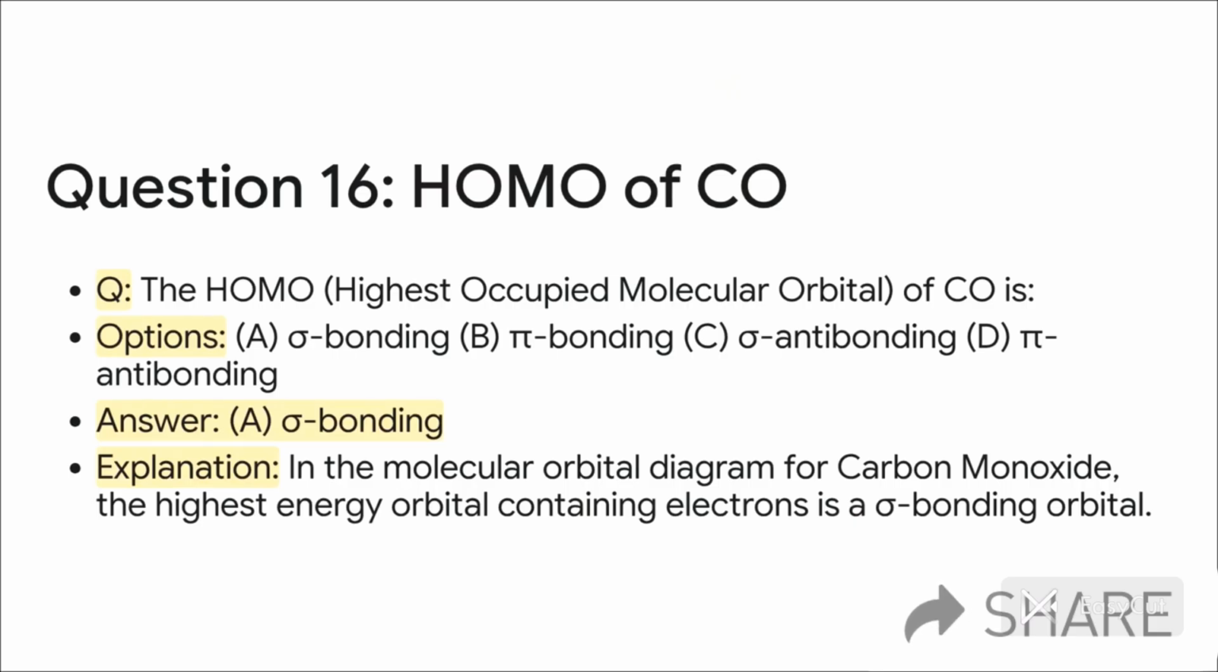Question number 16. What is the HOMO of carbon monoxide? And the correct answer is A, a sigma bonding orbital. HOMO sounds a little weird, right? But it just stands for highest occupied molecular orbital. Think of it like the top floor in an apartment building that still has people living in it. For CO, that top occupied floor happens to be a sigma bonding orbital.